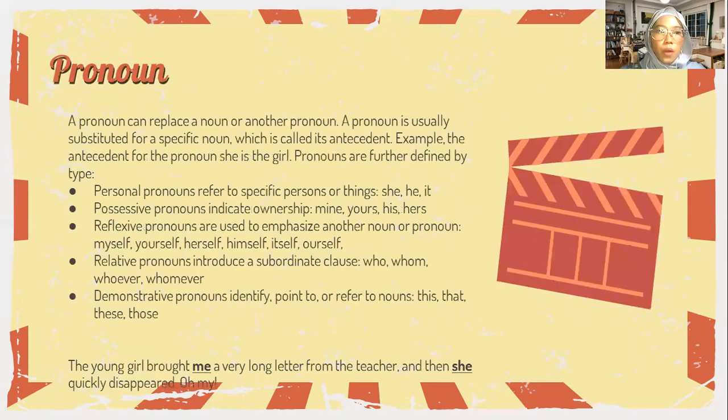A pronoun can replace a noun or another pronoun. A pronoun is usually substituted for a specific noun, which is called its antecedent. For example, the antecedent for the pronoun she is girl. Pronouns are further defined by type. Personal pronouns refer to a specific person or thing: she, he, it, we.